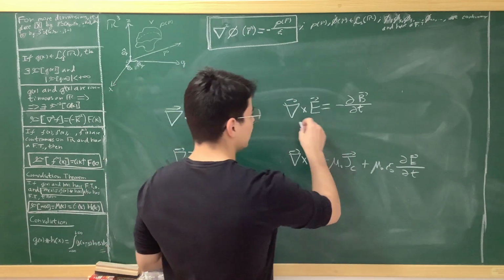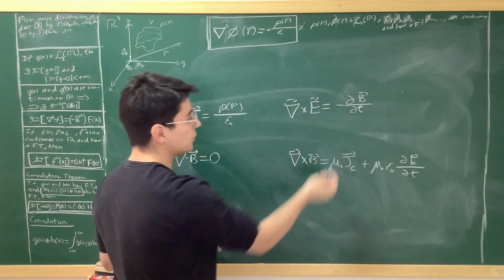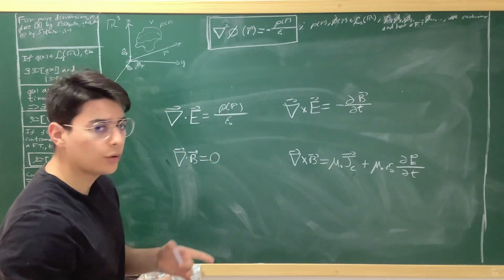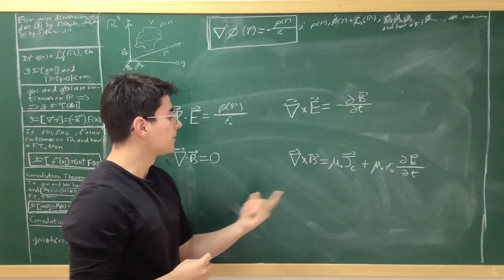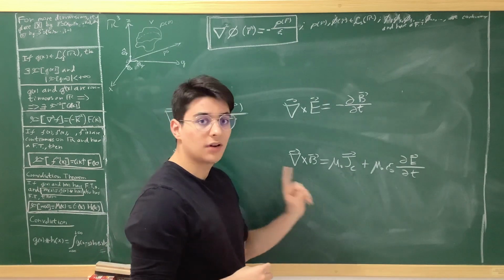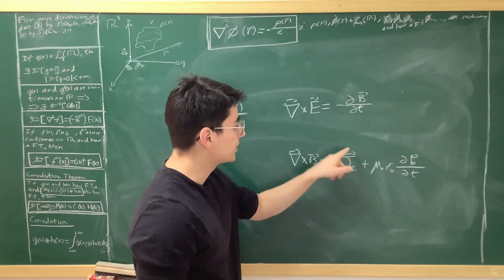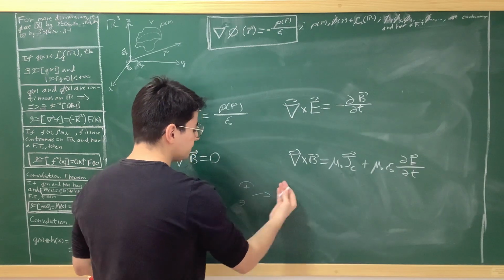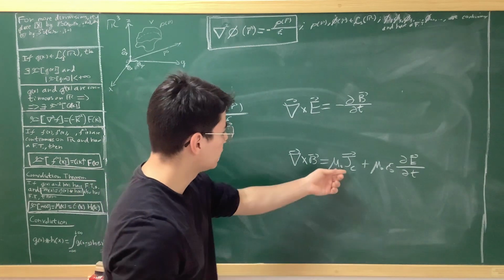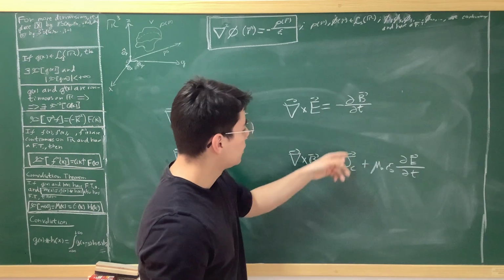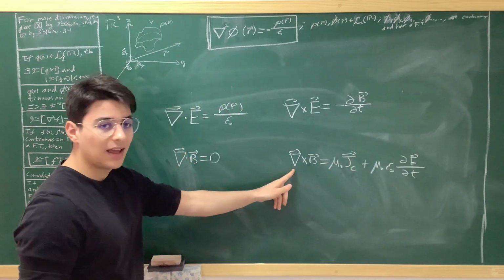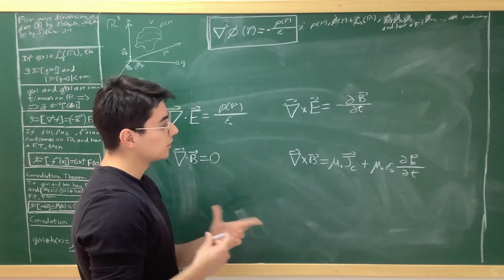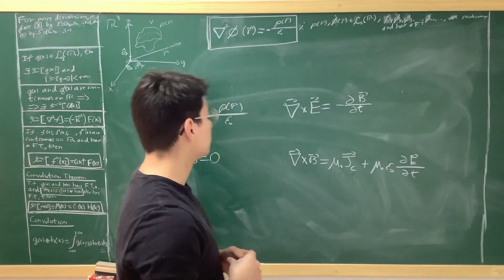It just tells us that a changing magnetic field can create an electric field, and a moving charge, which is represented by a current, just generates a current. So this also generates a magnetic field, and also a time-varying electric field creates a magnetic field too.